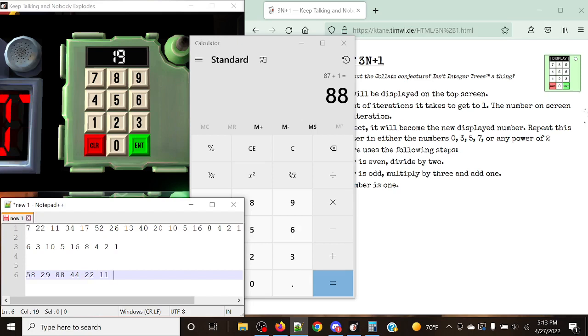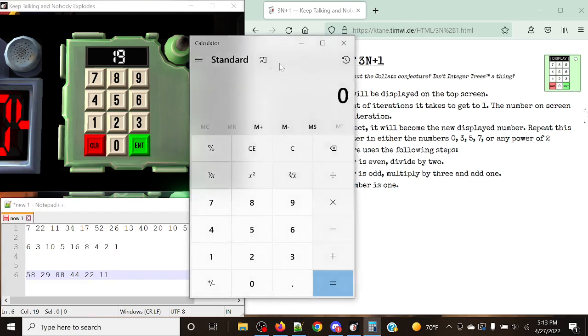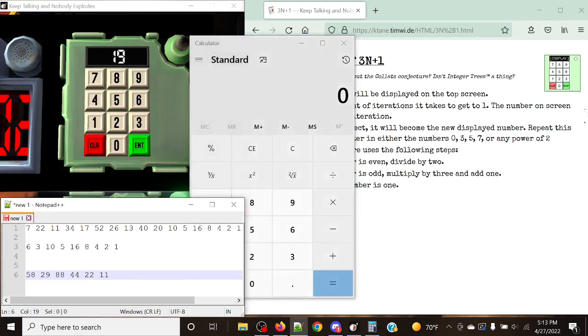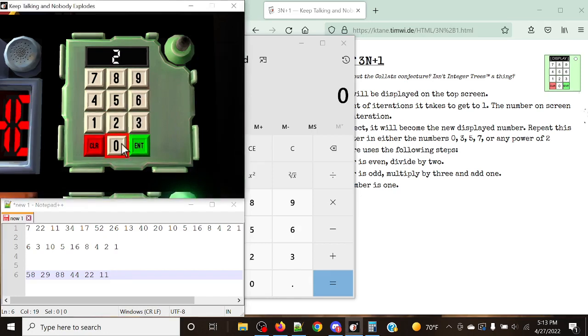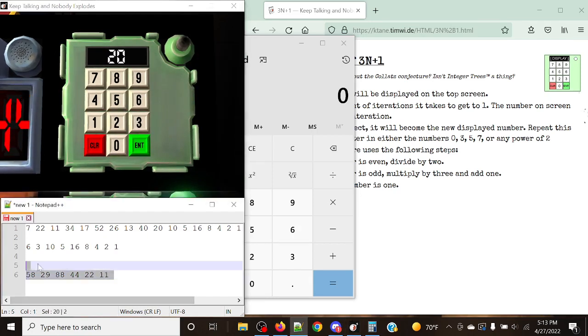So now we would pretty much be done with this at this point. So now we have 58, 29, 88, 44, 22, 11. It's going to be 6 iterations right there. And then from the 11, we're going to go 34 and then on. So 1, 2, 3, 4, 5, 6, 7, 8, 9, 10, 11, 12, 13, 14, 15, 16, 17, 18, 19, 20. 20. That is promising. We like even numbers. That's what we like.